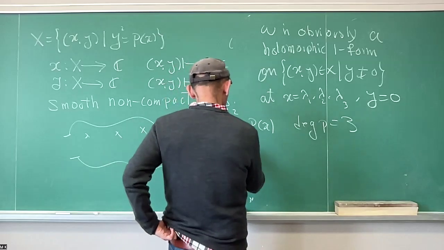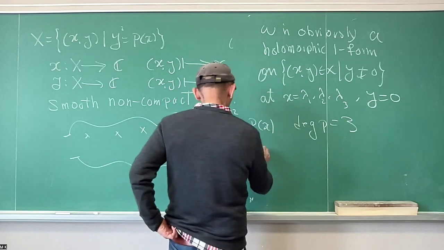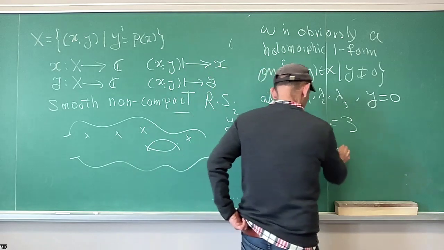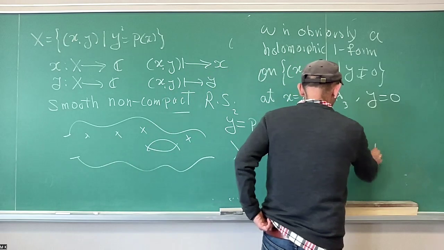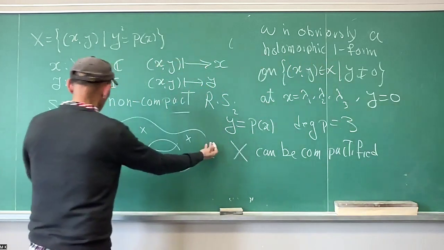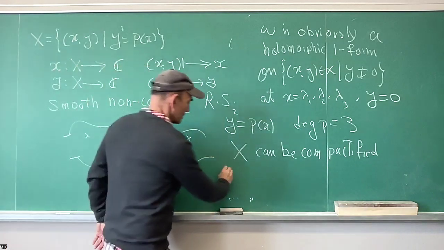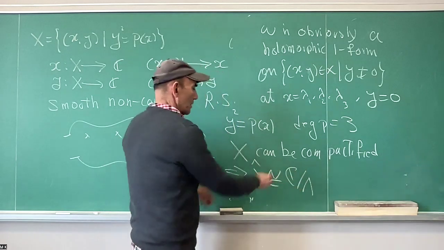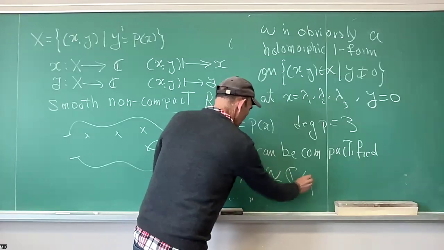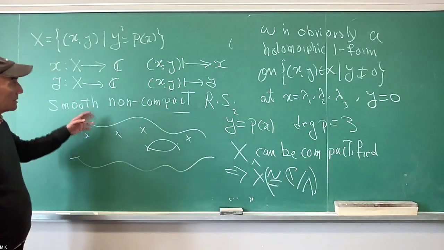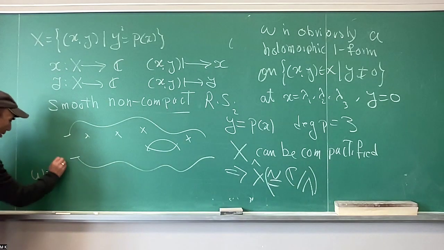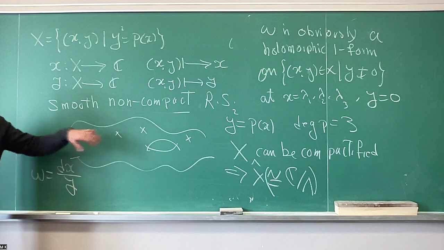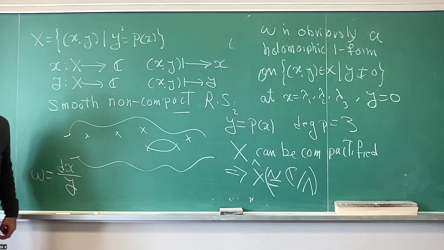And in fact, X can be compactified by adding one more point, right? So these two things come together and you get a torus. You get X hat, which is isomorphic to C over lambda for some lattice lambda. But it doesn't matter that this is actually isomorphic to that. We don't use it. But the thing is, this one form omega equal to dx over y is actually a basis for the space of holomorphic one forms on this compact Riemann surface, in this case.